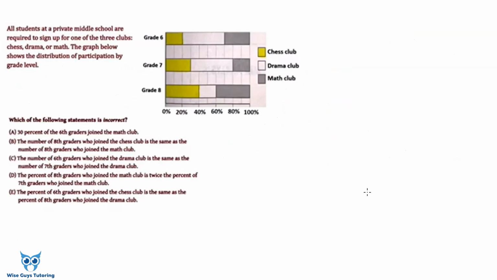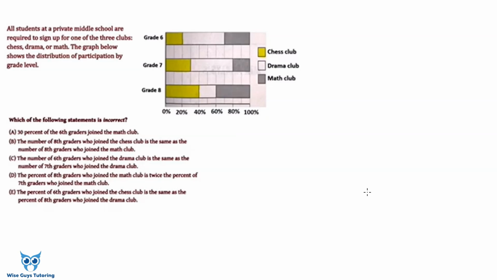All right, here we go. All students at a private middle school are required to sign up for one of 3 clubs: chess, drama, or math. The graph below shows the distribution of participation by grade level. Which of the following statements is incorrect? We'll go through them one by one and see which one is correct and why.